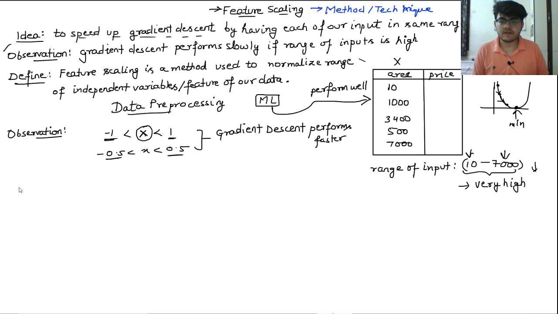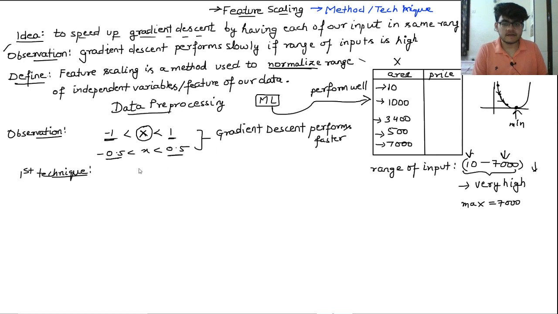So let's see our very first technique to normalize this range 10 to 7,000. The first technique is very simple. In this technique, we pick up the maximum element of the range. You can see the maximum element of our range is 7,000, and we will divide each term or each of the training examples by this value.